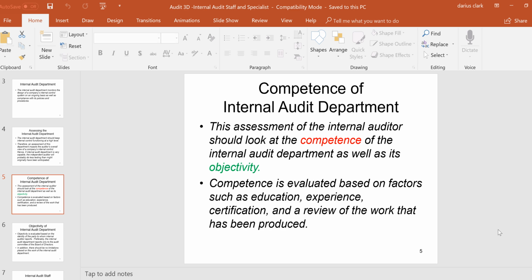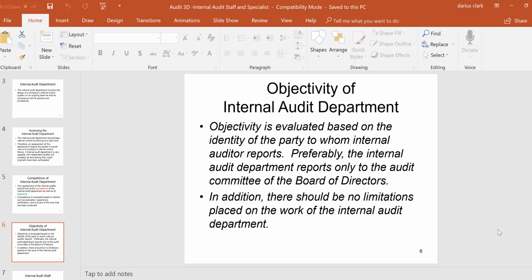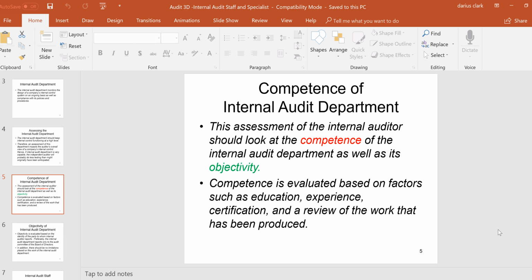Competence is evaluated based on factors such as the internal audit staff's education, their experience, their certifications, and a review of the work that they've produced. Let's take a look at their work and see if we come to the same conclusion. And if so, let's see the quality of their working papers and let's make sure that they're competent. And if they are, then we can do less work because we're relying on their work to a certain extent. So if they're competent, that's good news for the audit, and that means we can do less.